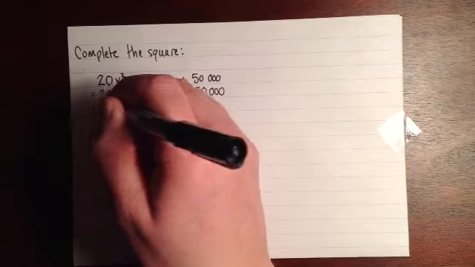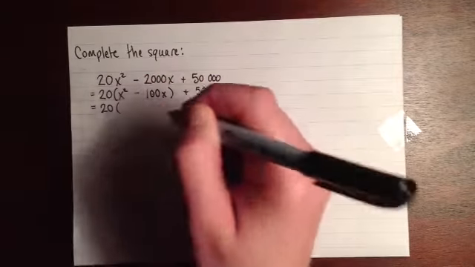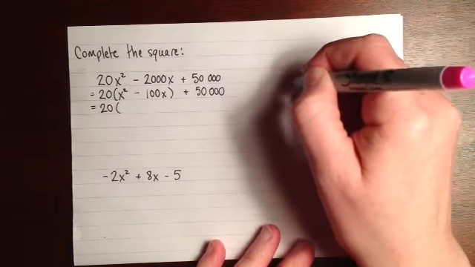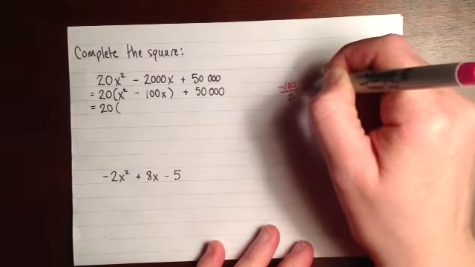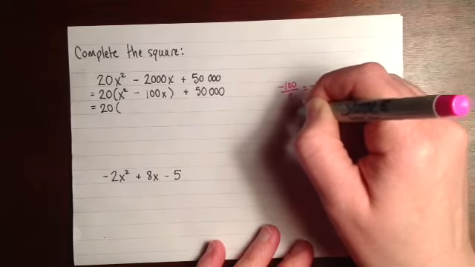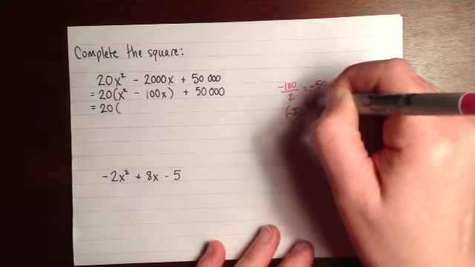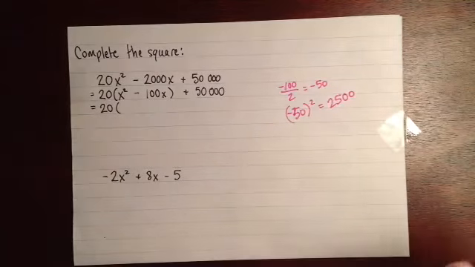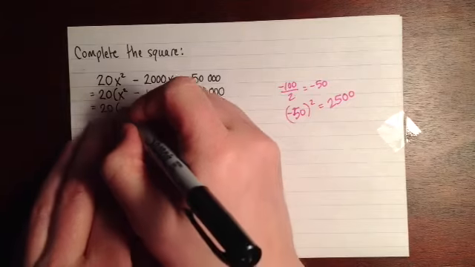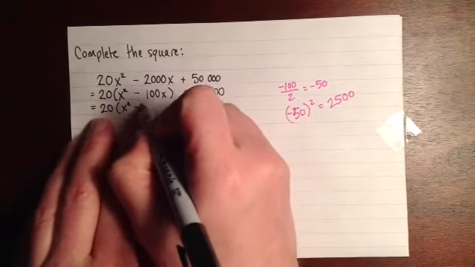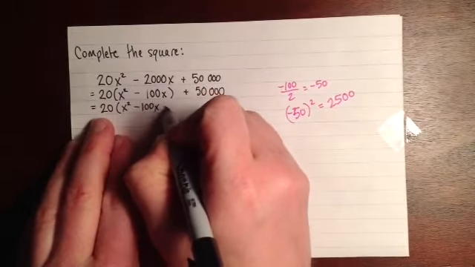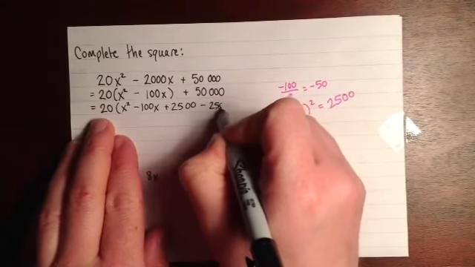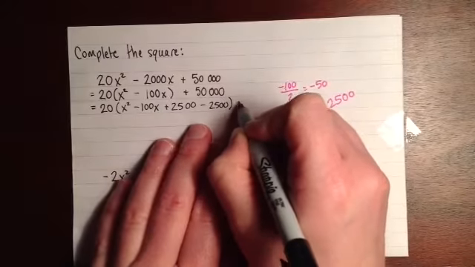Okay, and then we have to add and subtract to make that perfect square. So we have negative 100 over 2 is negative 50, and negative 50 squared is 2500. So x squared minus 100x plus 2500 minus 2500. And then we've got plus 50,000.